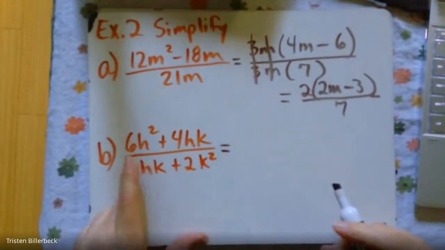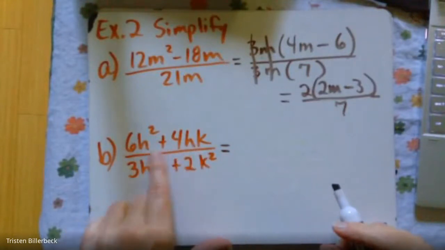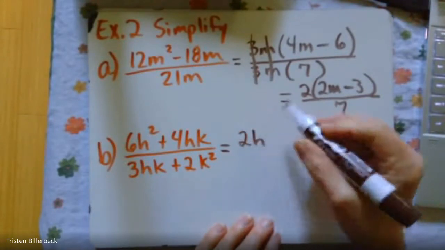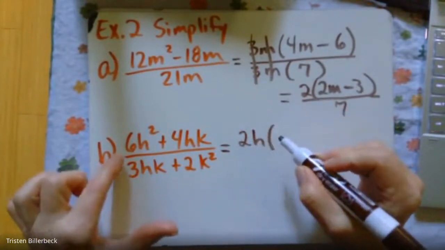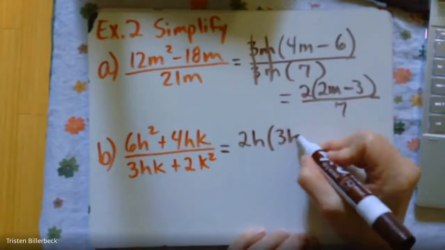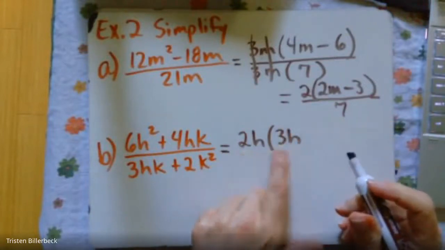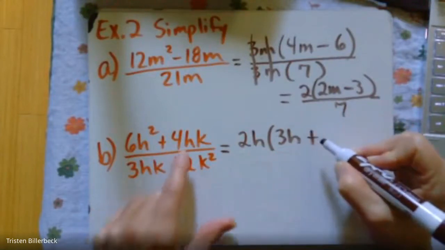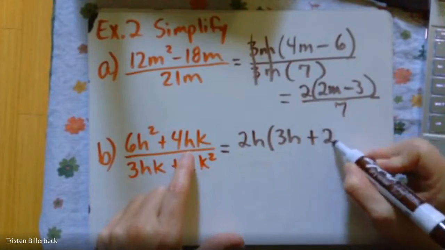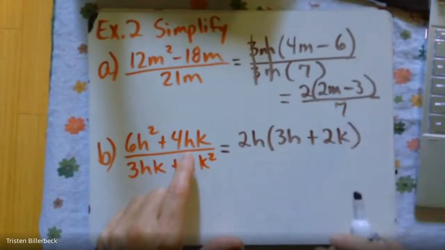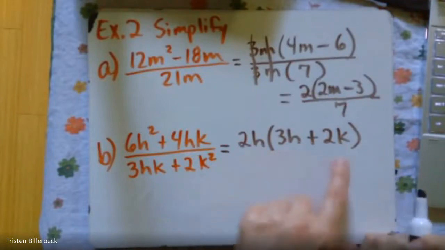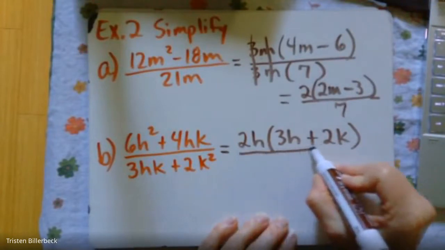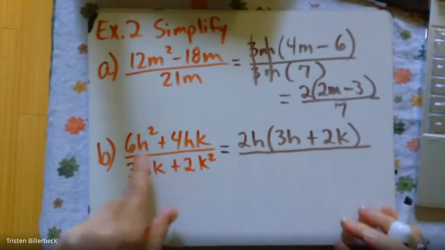Okay, so I see I have an h, and it looks like they both have a 2. So I'm going to pull a 2h out of both of these. And that leaves me a 3h. So 2h times 3h is 6h squared. Plus, and if I pull 2h out of here, I'm left with 2k. So 2h times 2k is 4hk. So now I've pulled out all the common factors.